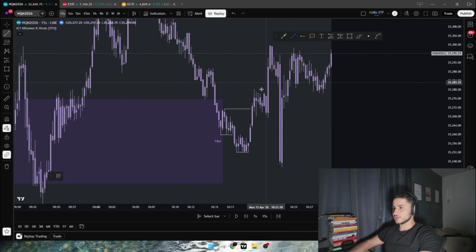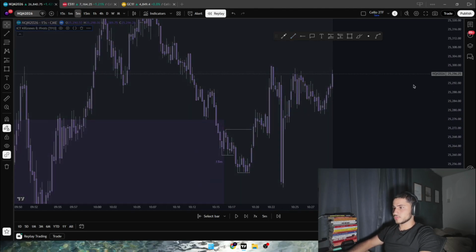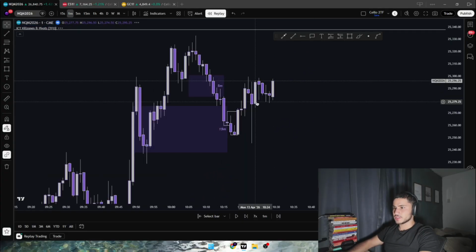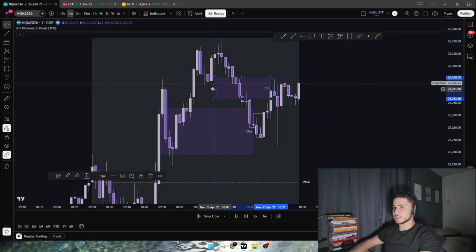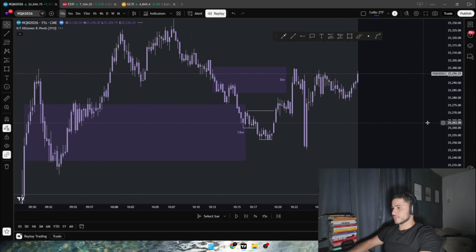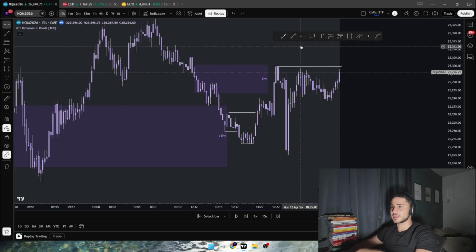We break up higher, but the thing was we had a 5-minute gap, this one. So we had this 5-minute gap, so I didn't immediately want to enter, so I just waited. I waited for price to break this high. That was my idea. I wanted to wait for price to break this high.